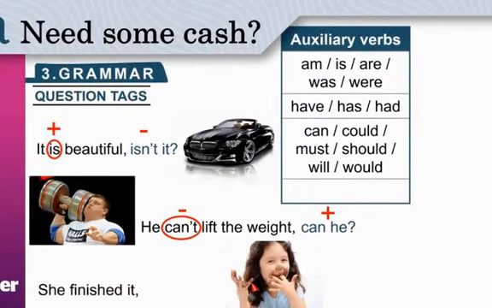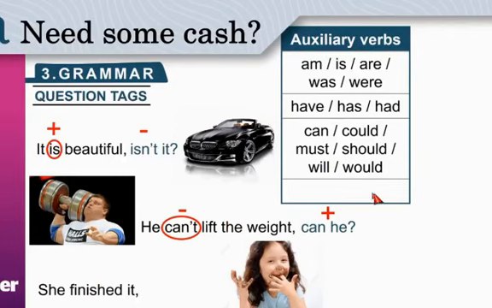Now. She finished it. She finished the cake. How do we complete the sentence, or how do we complete the question tag? Okay, where is the auxiliary verb? She finished it. No auxiliary verb. What do we do?